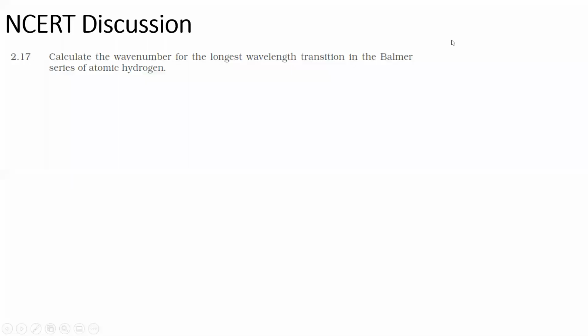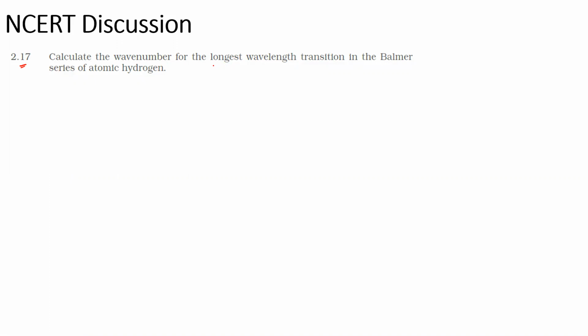So guys, welcome to the NCERT discussion. We are discussing the second chapter of the NCERT, and this is question number 2.17. It says calculate the wave number for the longest wavelength transition in the Balmer series of atomic hydrogen.